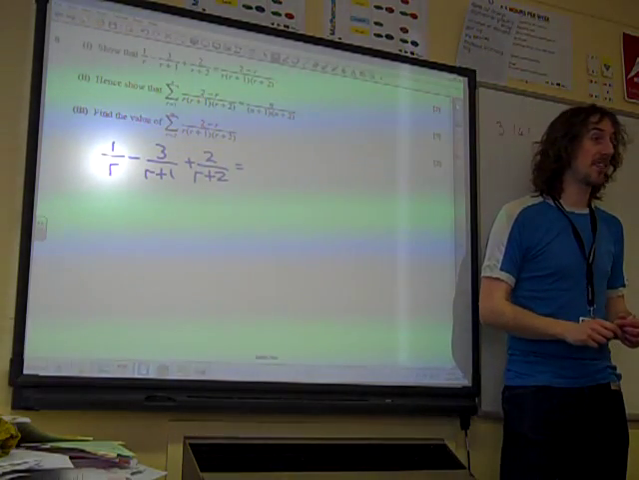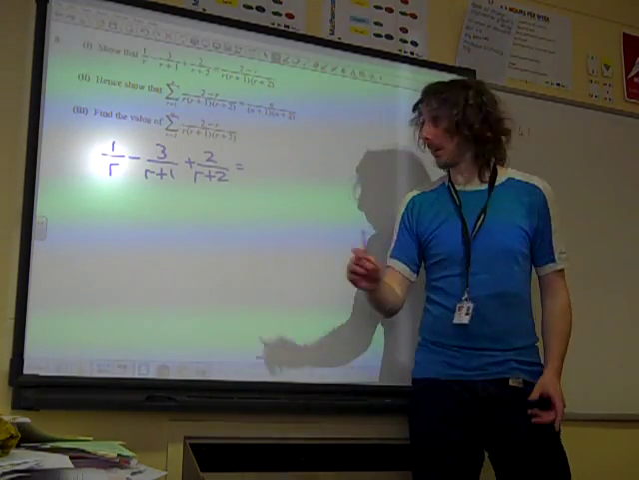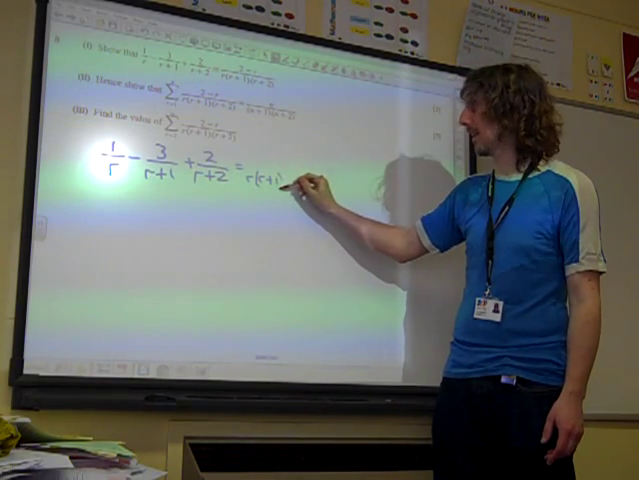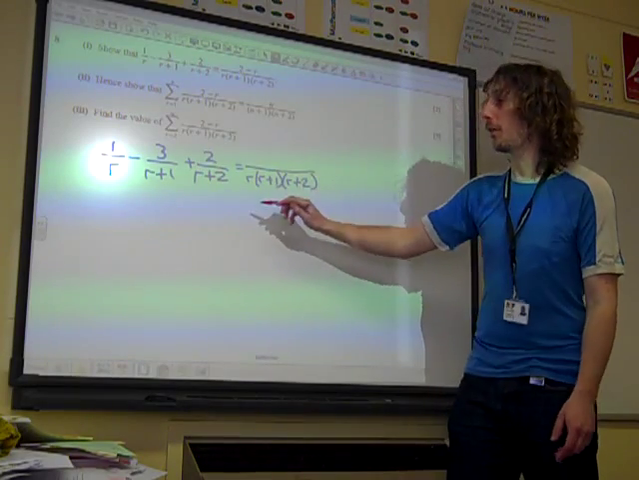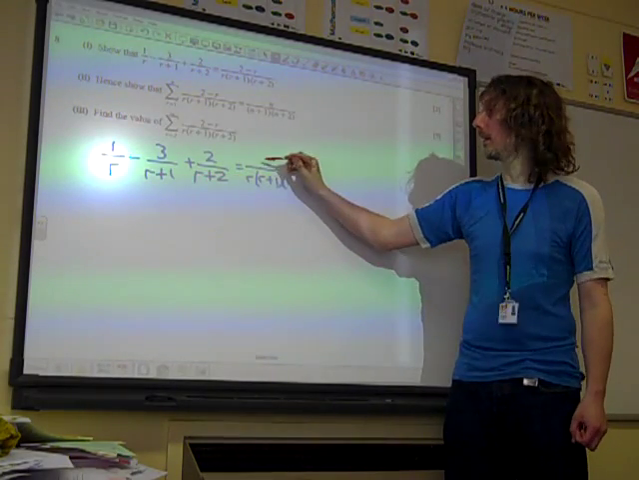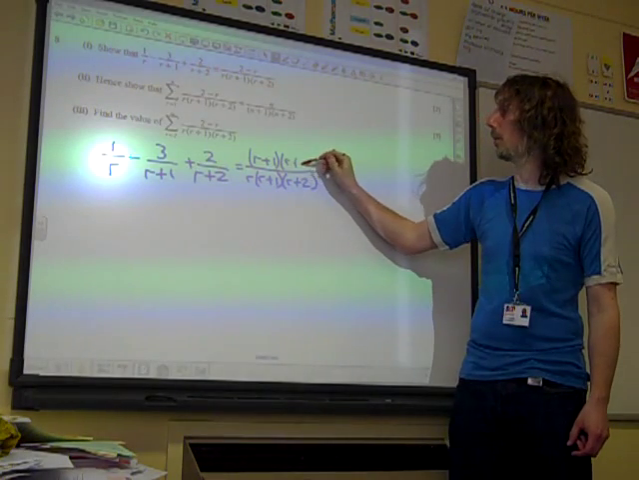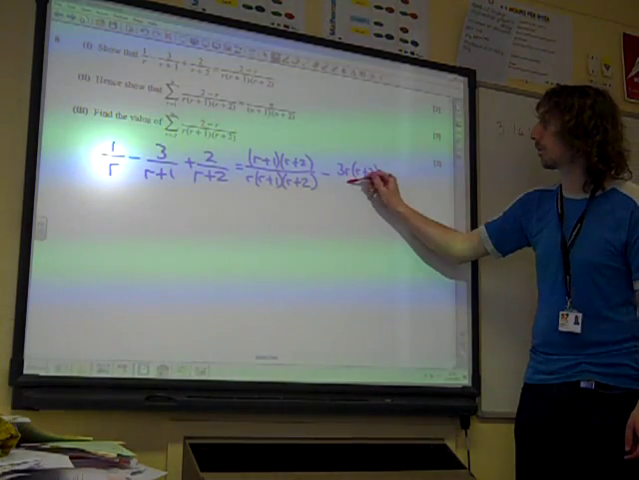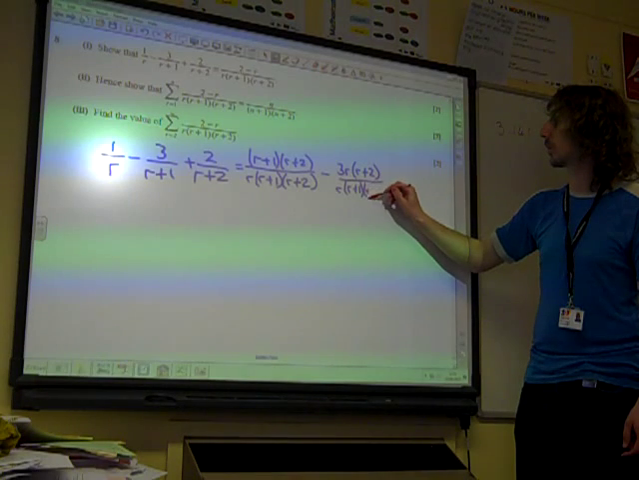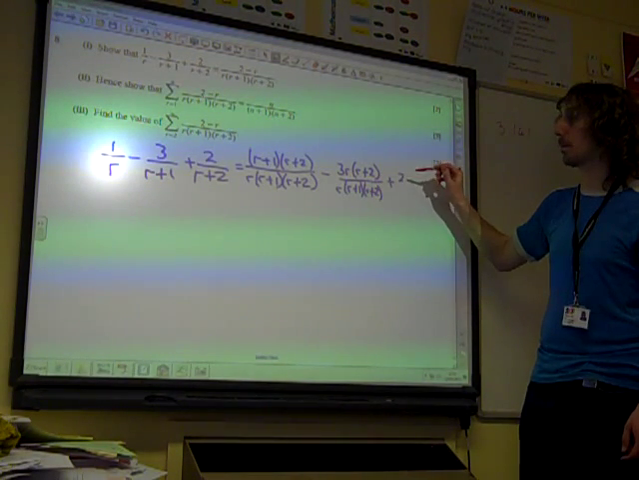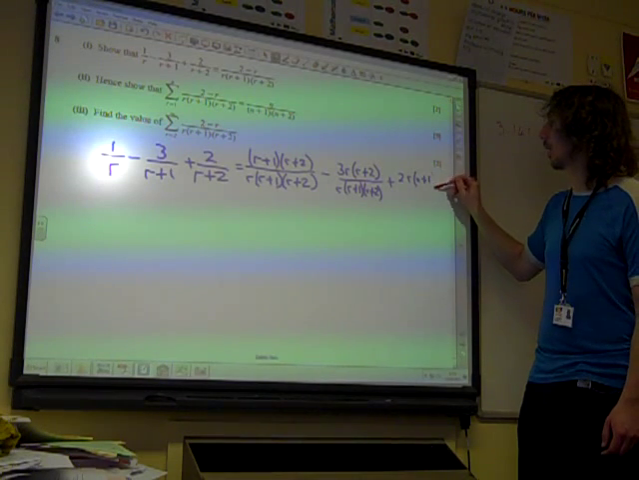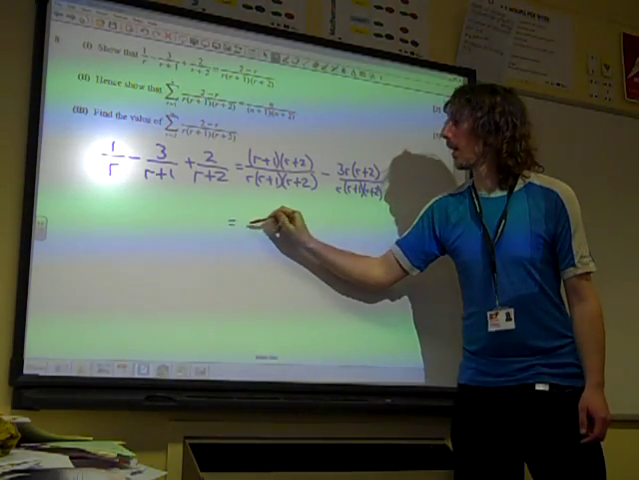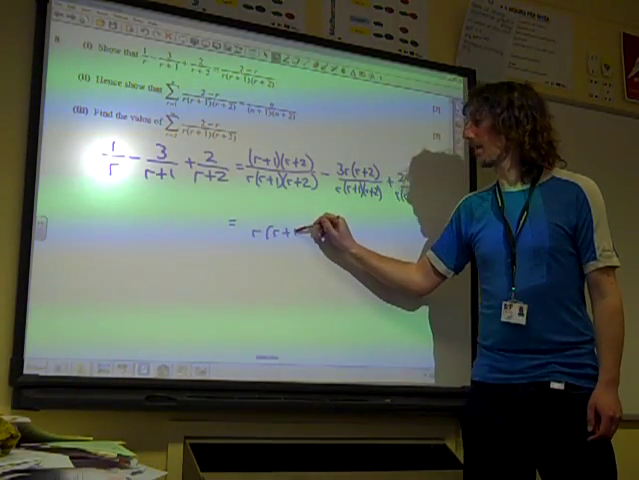We know that in order to put this together, we need to put it over a common denominator. The common denominator, because there aren't any common factors there, must be the product of those three things. So the first expression, we've multiplied top and bottom by r plus 1, r plus 2. The second expression, we've multiplied by r plus 2. And the third expression, we've multiplied by r plus 1.